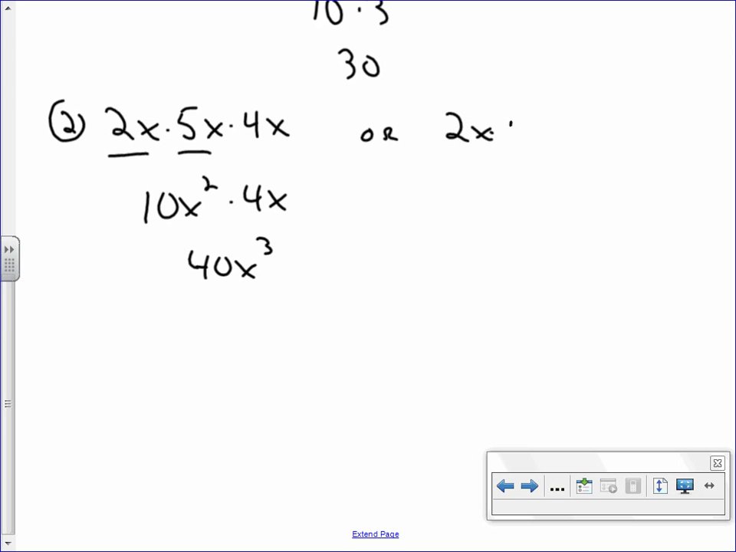And this is the last one that I'm probably going to work 2 different ways. But I just kind of want to make sure you see that if you decide to do it in a different order, you can still get the same answer. I'm not going to do it for every single problem. We could start at the back of this. That's 5x times 4x. 20x squared. And then 2x times 20x squared is 40x cubed. So either way, okay?